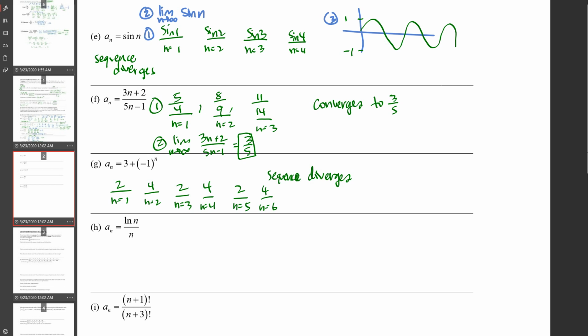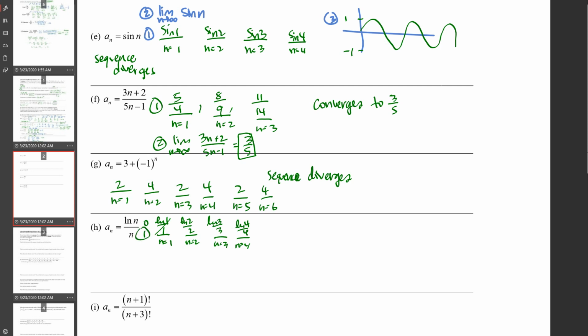All right, let's look at this problem here. Again, I could list terms, n equals 1, n equals 2, n equals 3, n equals 4, and what I'll get is ln of 1 over 1, which is 0, right? ln of 2 over 2, ln of 3 over 3, ln of 4 over 4. Well, I was doing well with ln of 1, but I really don't know ln of 2, ln of 3, ln of 4.